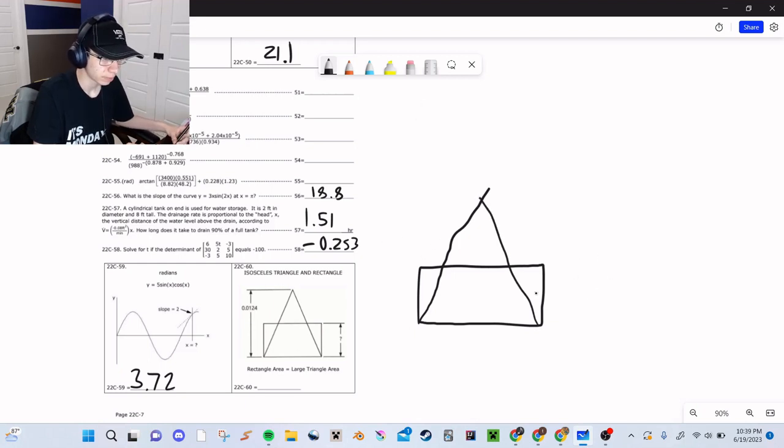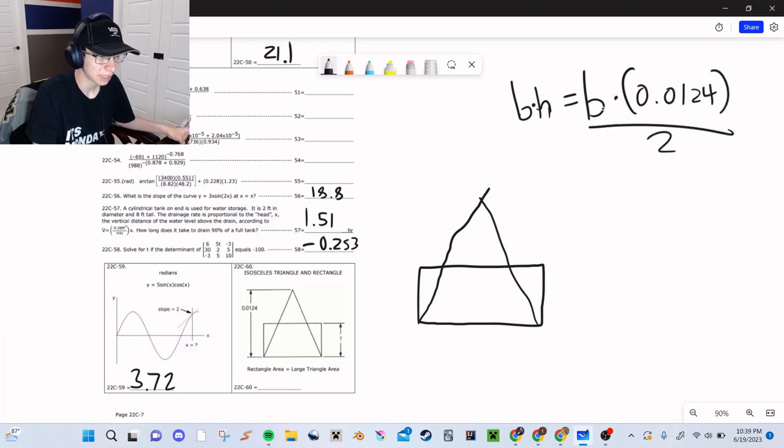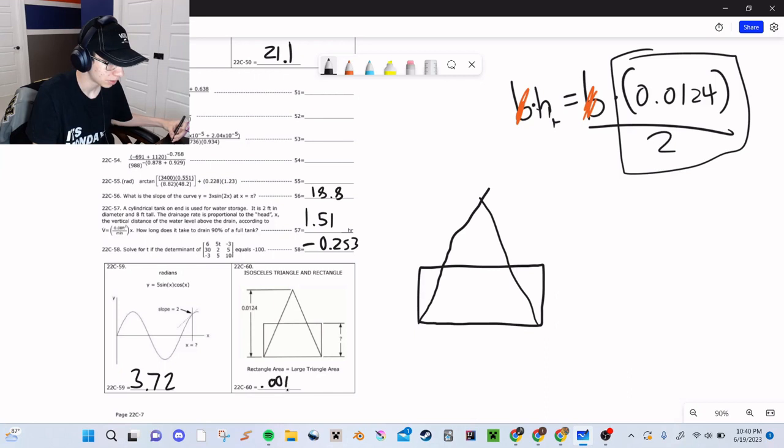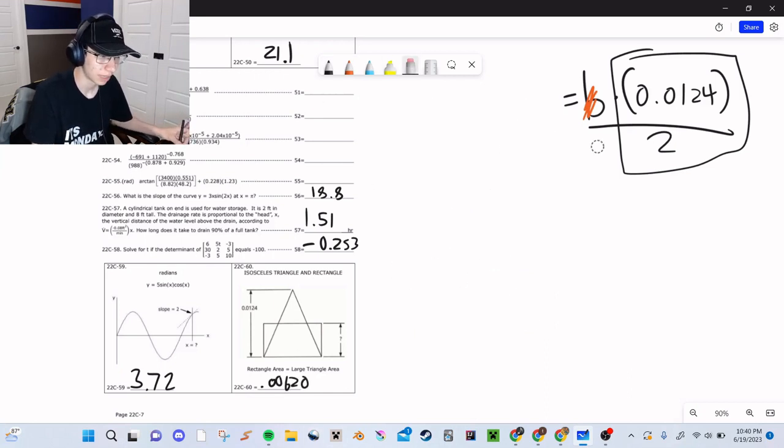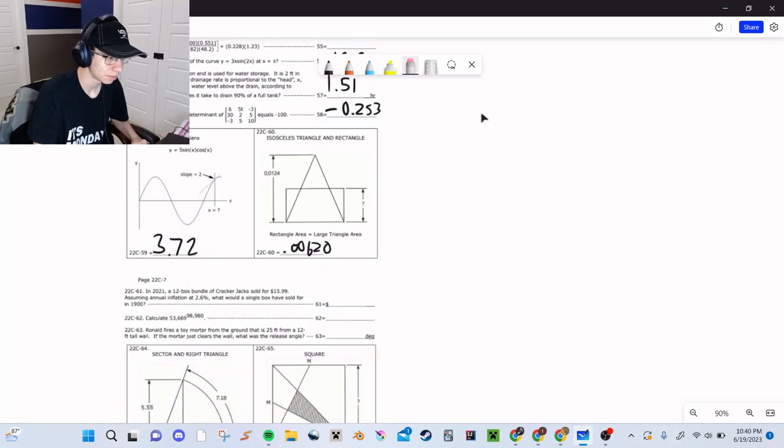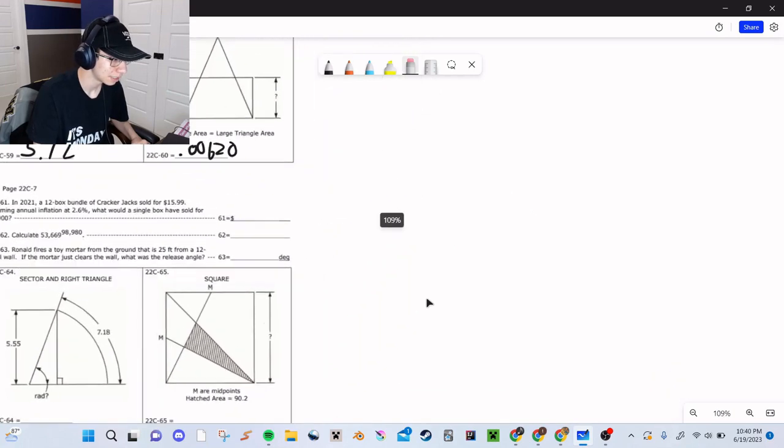That's fine, right? And so the rectangle's area is base times height. And we're setting that equal to the large triangle's area, which is the same base times a height of 0.0124 over 2. Right, base times height over 2 is the area of a triangle. You can see we could cancel out these bases. So our height of the rectangle is just going to be this value over 2, so 0.00620. So that one is pretty nice. And now we're on the last few questions.